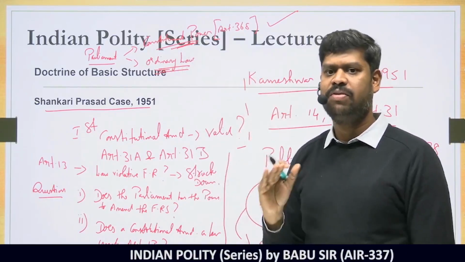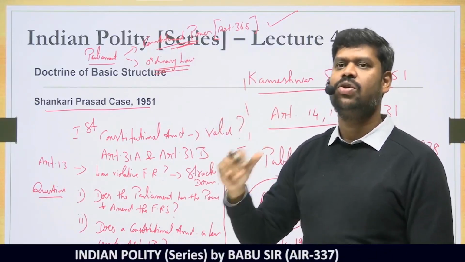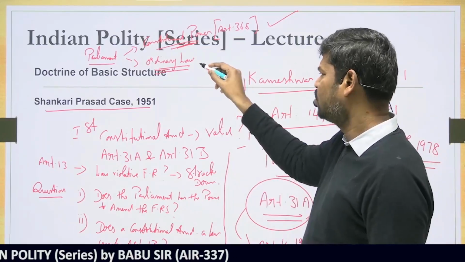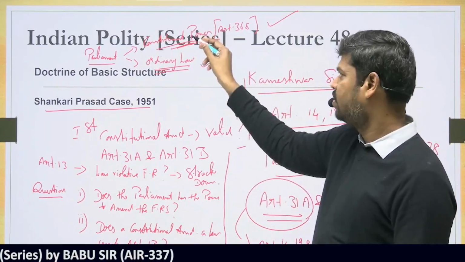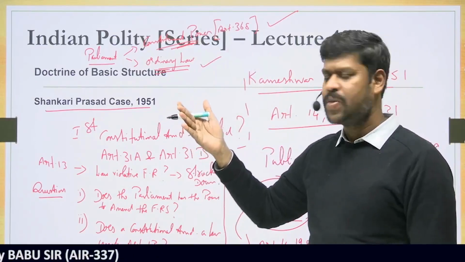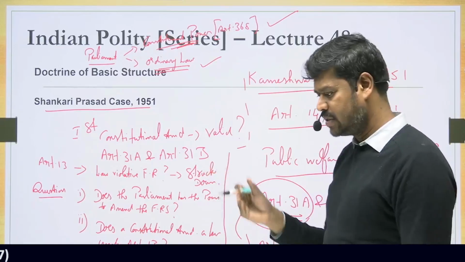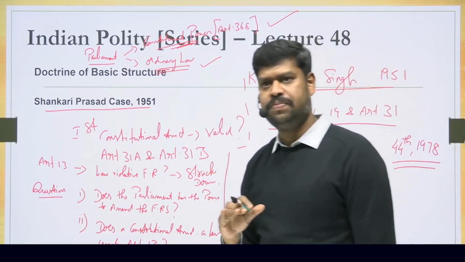And further, the constitution is not only giving the constituent power to the parliament, but it is also giving what is called ordinary lawmaking powers. Ordinary lawmaking powers mean the power to make ordinary laws. Constituent power means the power to amend the constitution. So now, once they have segregated that the parliament has two types of powers, the Supreme Court comes to the next question.